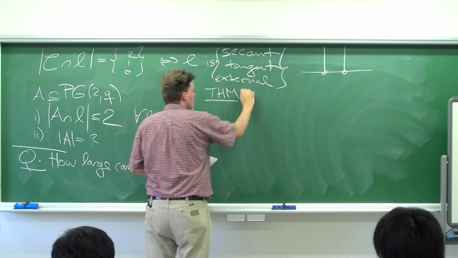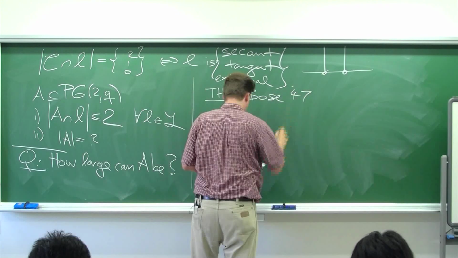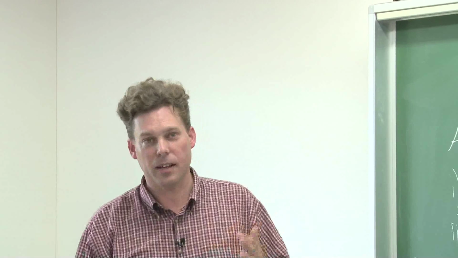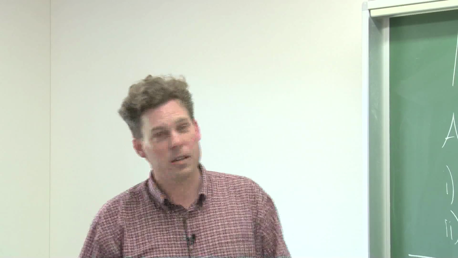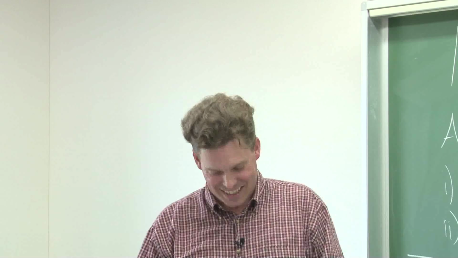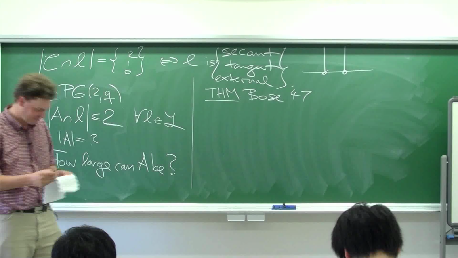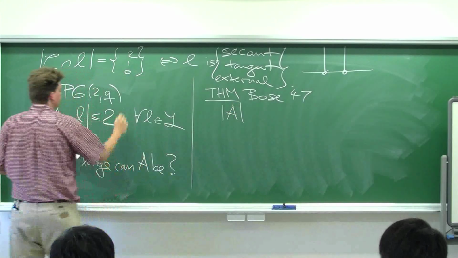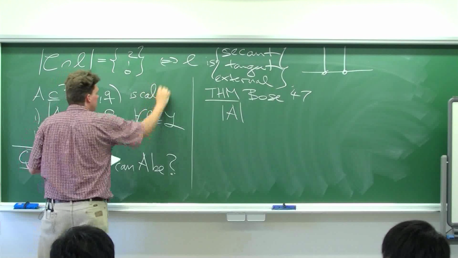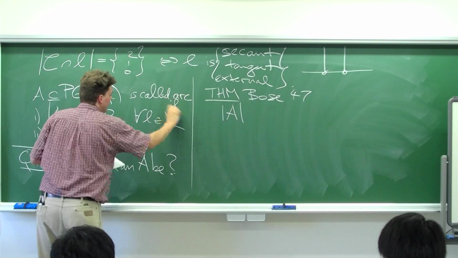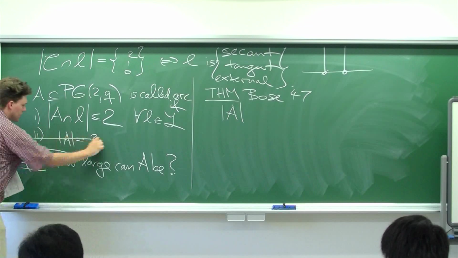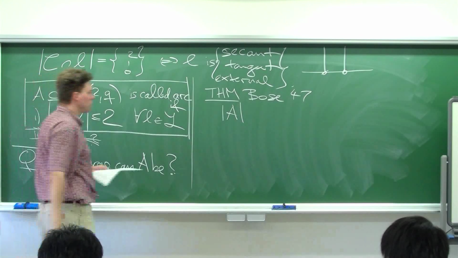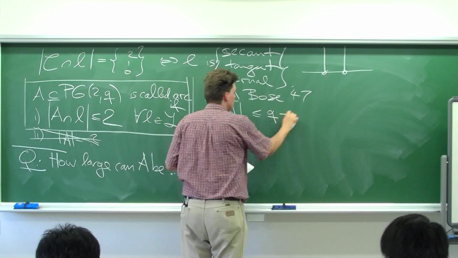Theorem, Bose, 1947. He wasn't supposed to be doing this. His boss at that time wanted him to work on statistics, but he just found this more interesting, and so in his off time, he proved this theorem. He proved that, this is called an arc by the way, if we just leave out this, an arc is just this. And Bose proved that the size of an arc is at most q plus 2.